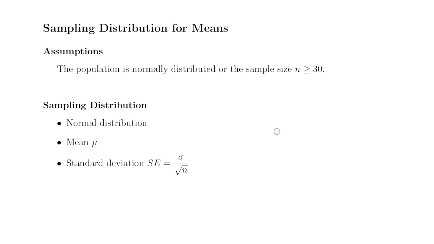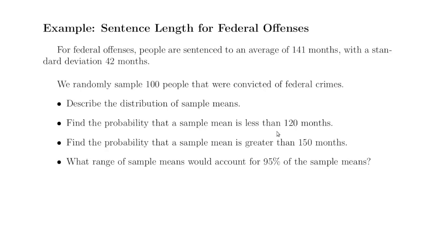What does this mean? What does this tell us? Well, what this does for us is it gives us a tool to get the bigger context for where a sample mean might sit in the global picture of all of the possible sample means that we might have gotten. So for instance, we can answer questions like these. This is a basic example. We're looking at sentencing lengths for federal offenses. So people convicted of federal crimes are sentenced on average to 141 months with a standard deviation of 42 months. This is not normally distributed, but we can randomly sample 100 people, and guess what? N is greater than or equal to 30, so we don't need a normal distribution.